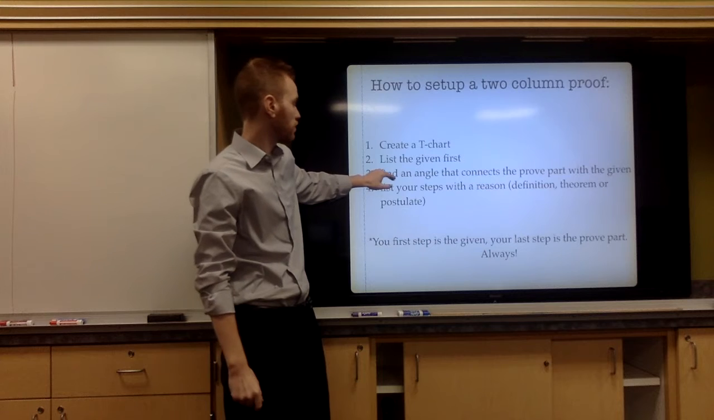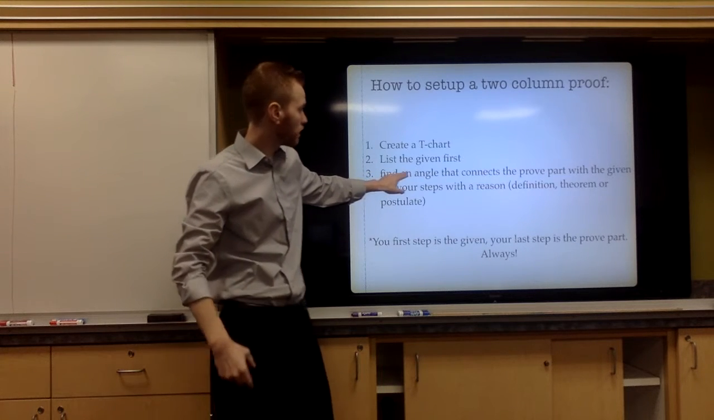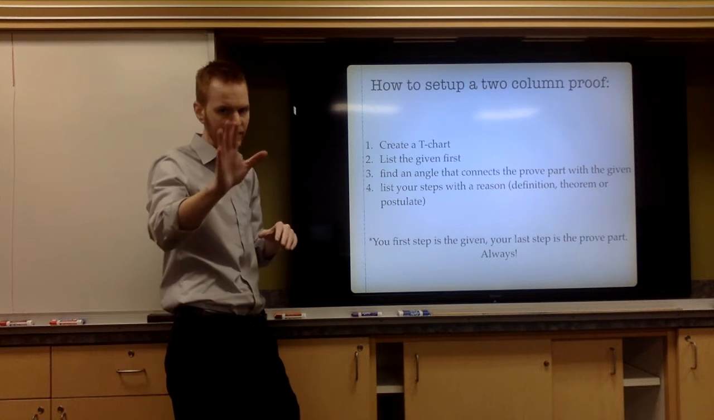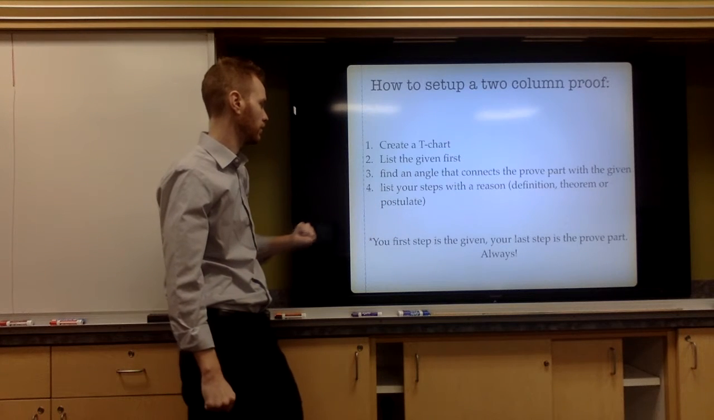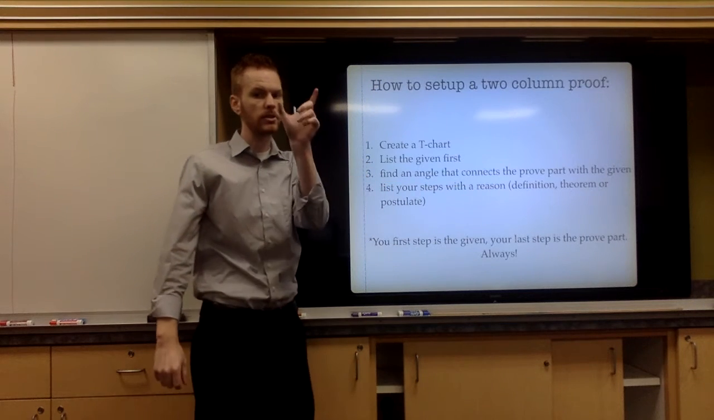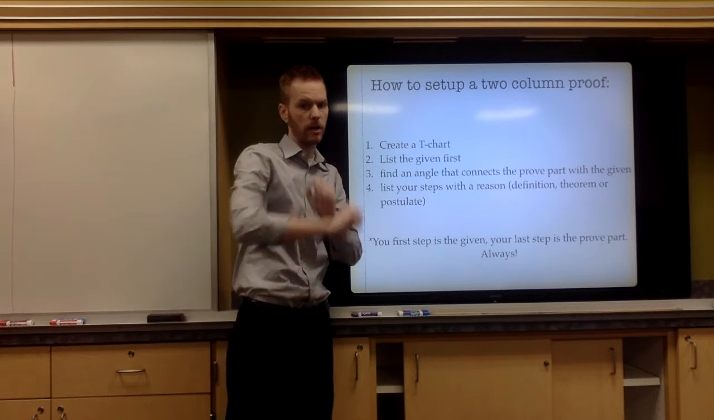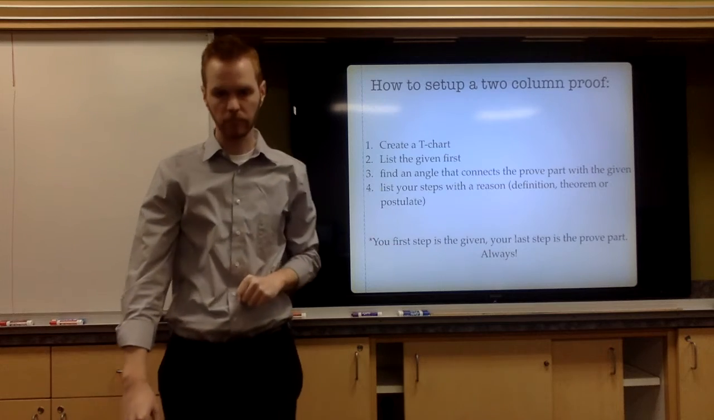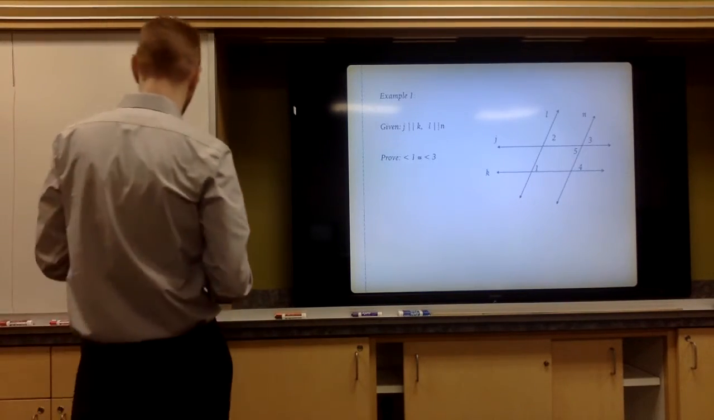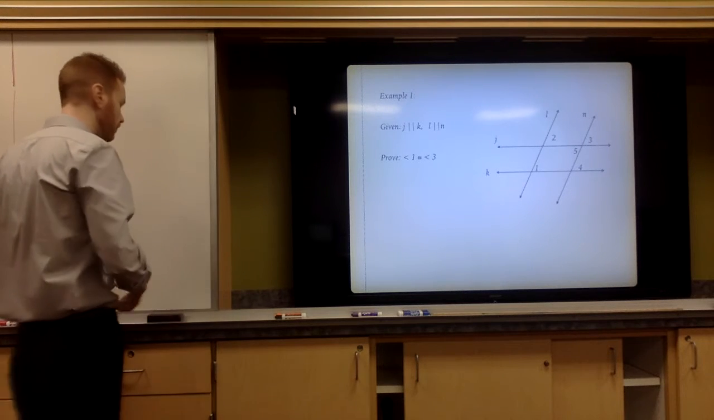Now, for the first couple problems, here's the goal. We want to find an angle that connects the proof part with the given part. That's going to make more sense when we look at an example. And then for step 4, list your steps with a reason. Every time I list a step, I should have a reason as to why I'm listing it. A little vague right now, so let's just jump into an example. Here's our first problem.